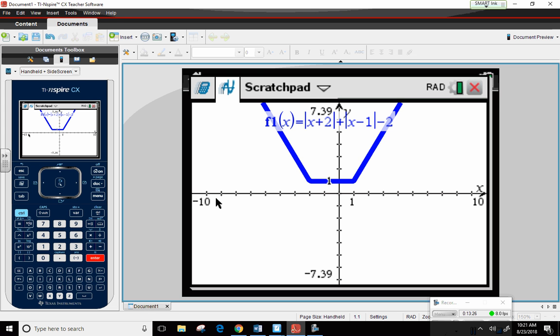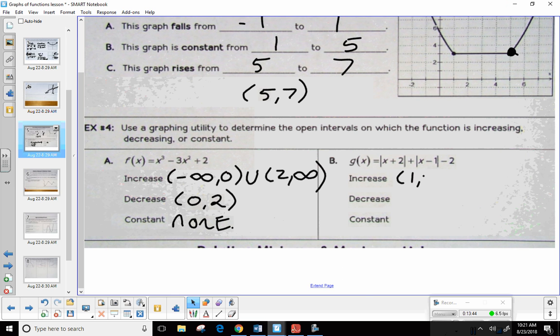Okay, technology. All right, so that's been 30 seconds. So let's start with increasing. Is there any place here where the y values just get larger? Okay, it only happens from 1 to infinity because this guy's going to go forever. Okay, so from 1 to infinity.